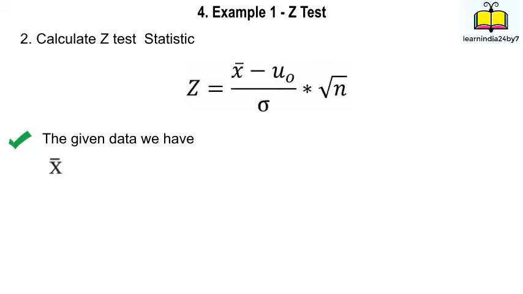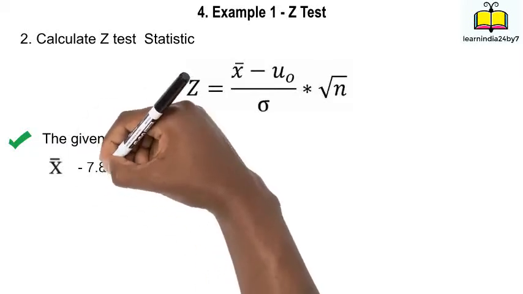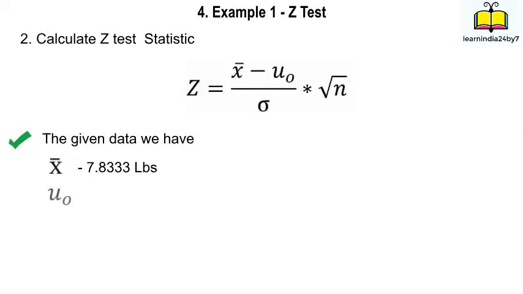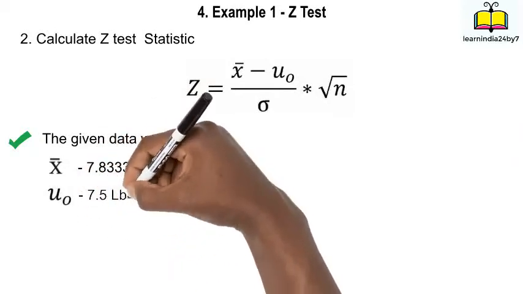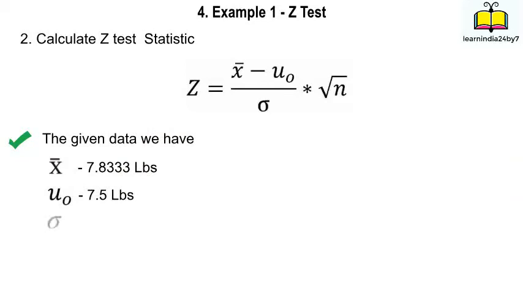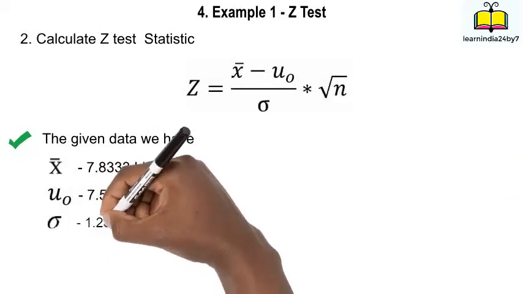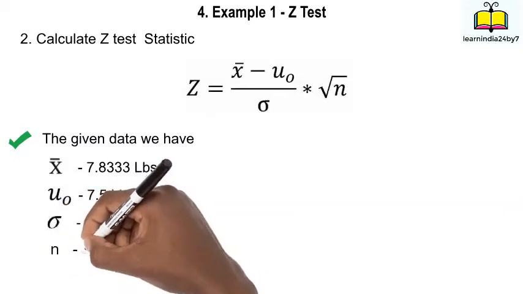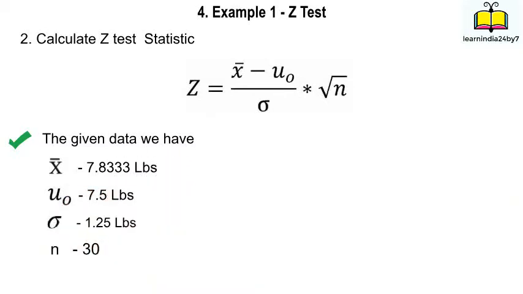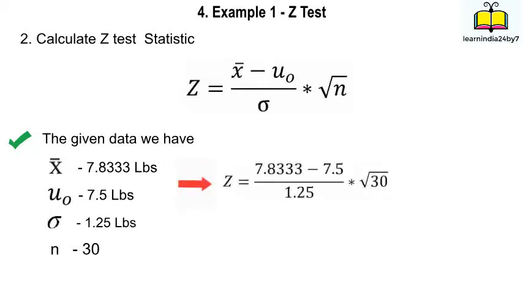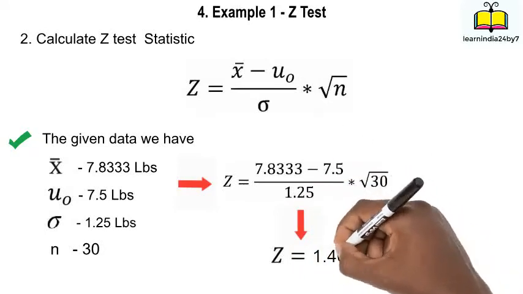From the given data, we have the sample average as 7.833, population mean as 7.5 pounds, population standard deviation as 1.25 pounds, and n, which is the sample size, as 30. With these values, the Z statistic equation will look like this, and the Z statistic value comes out to be 1.461.